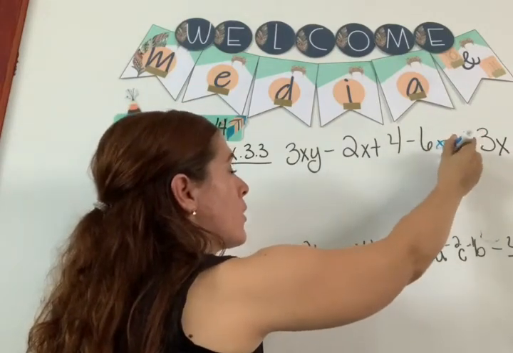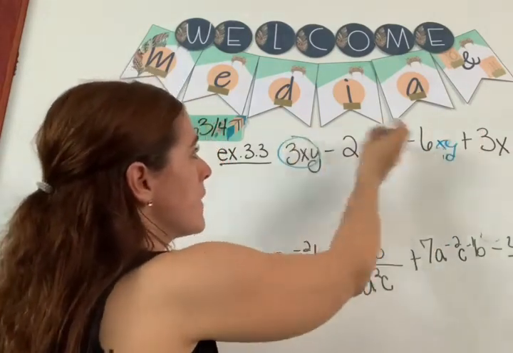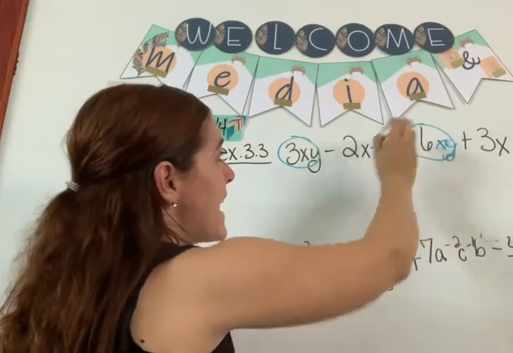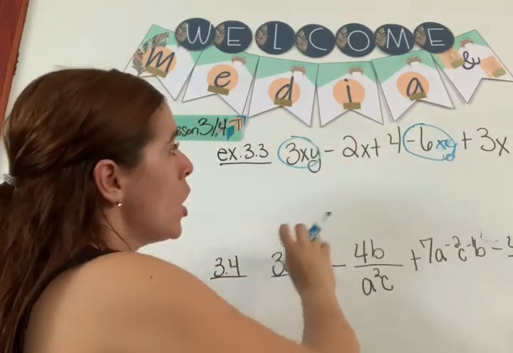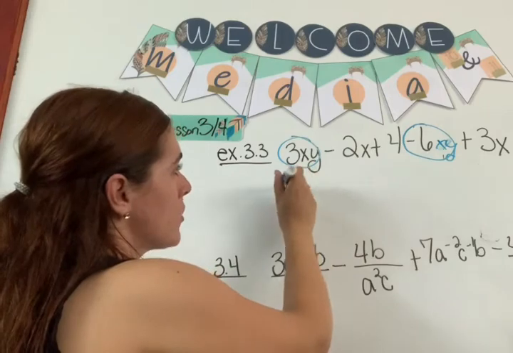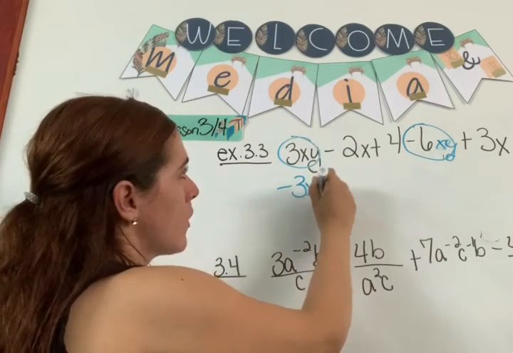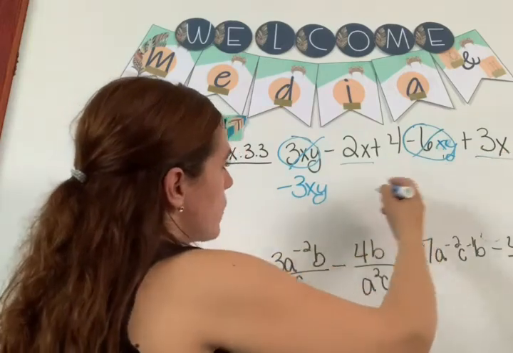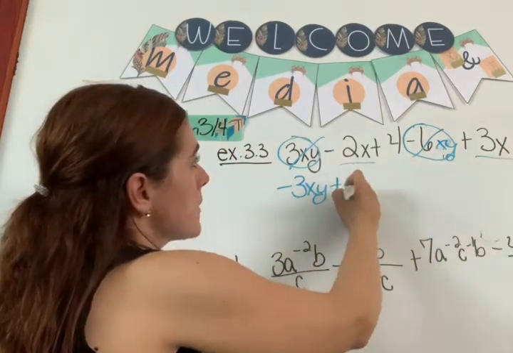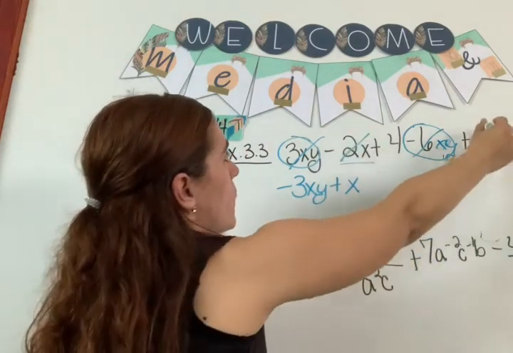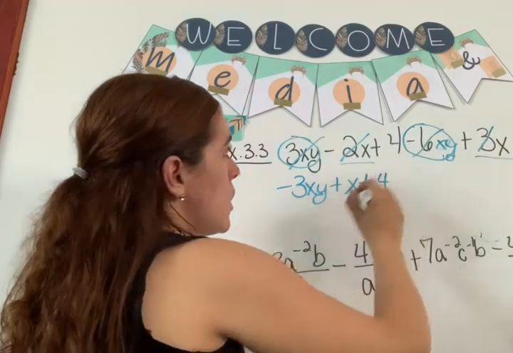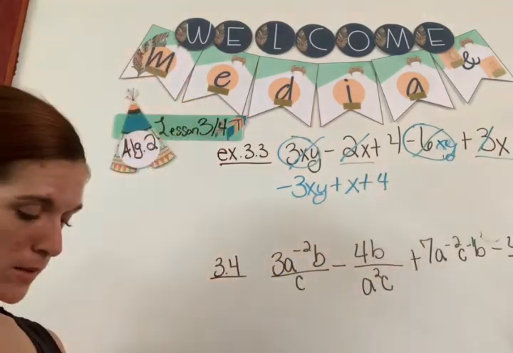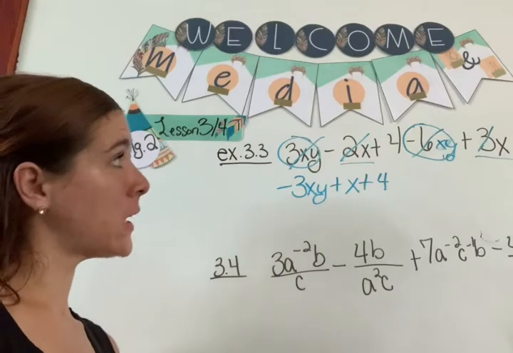So you need to find your like terms first. So you have this one's a like term and this one's a like term, right? You have a -6, so be careful with that. So you have 3xy and -6xy, so you have a -3xy. Okay, those are gone. Then you have a -2x and a positive 3x, so you have an x. And then you've got your 4 left. So that should be your answer, -3xy plus x plus 4.